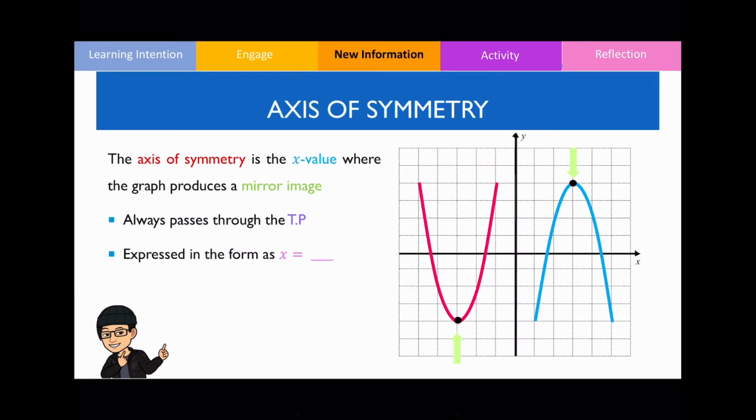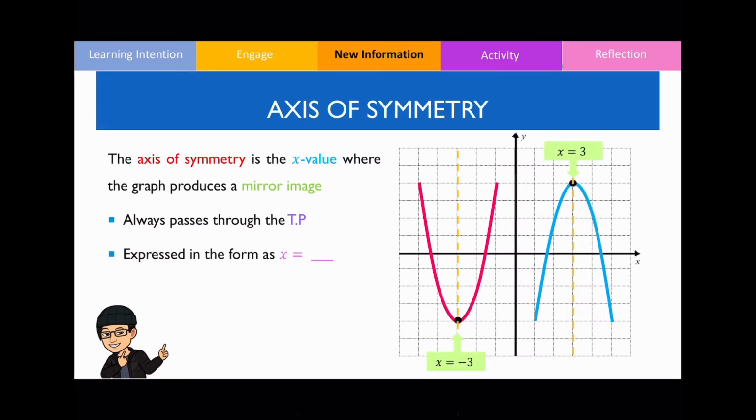And when you write the equation of the axis of symmetry, it will always start off with x is equal to whatever that value is going to be. So looking at the example on the right hand side, these arrows represent where the axis of symmetry is going to lie, and we generally draw the axis of symmetry as a vertical dashed line, as you can see over here, and it always runs through your turning point.